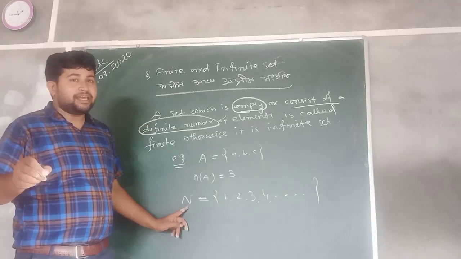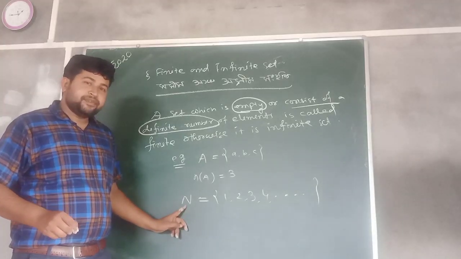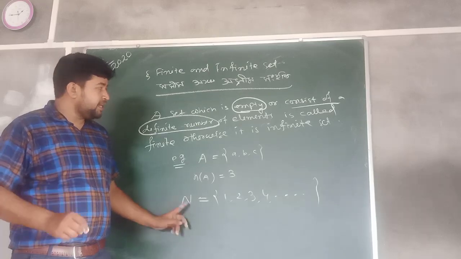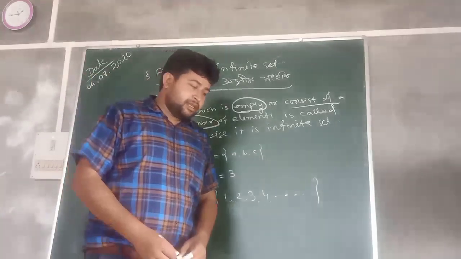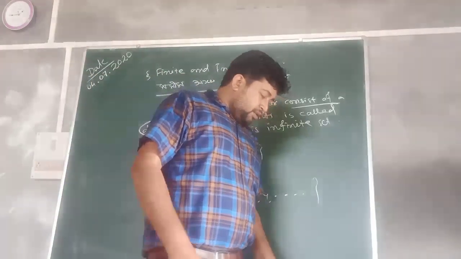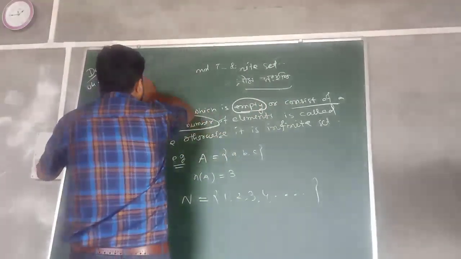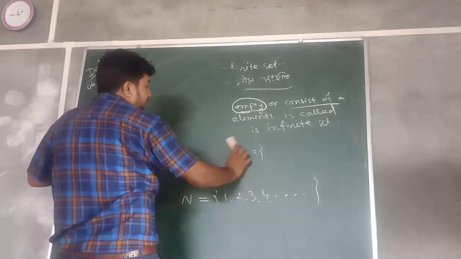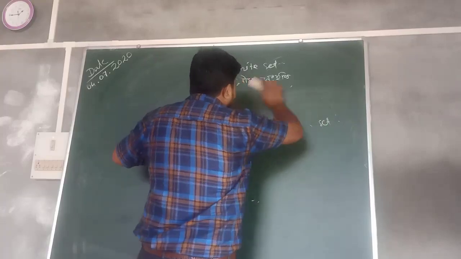Set of natural numbers is denoted by capital N. So this is finite and infinite set.